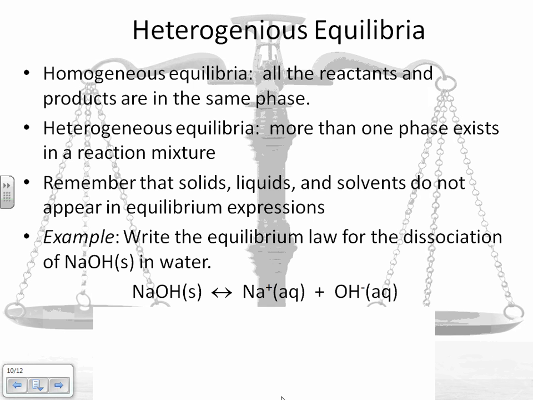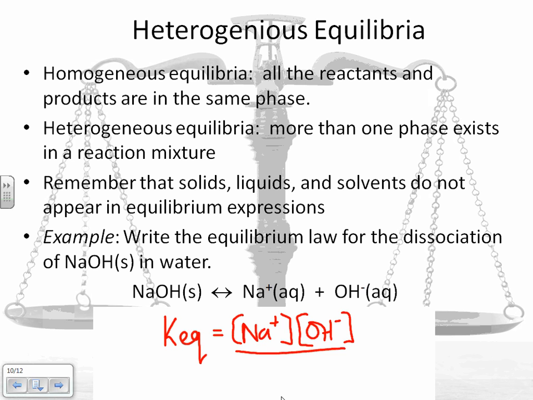So an example here, write the equilibrium law for the dissociation of sodium hydroxide as a solid in water. Your KEQ value, again, always products divided by reactants. It's going to be your concentration of Na plus times your concentration of OH minus divided by nothing, because you're not allowed to put your NaOH in there. So that's it. Multiply those two numbers together, and you've got your KEQ expression. So these end up getting much simpler because you don't have to actually do a division.